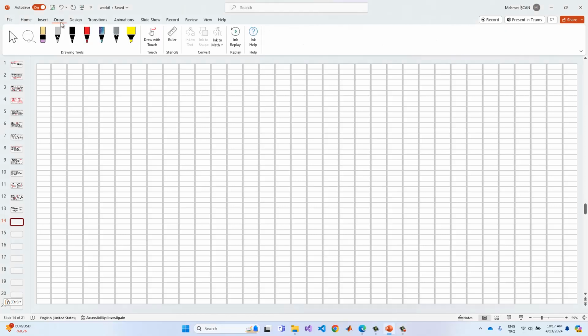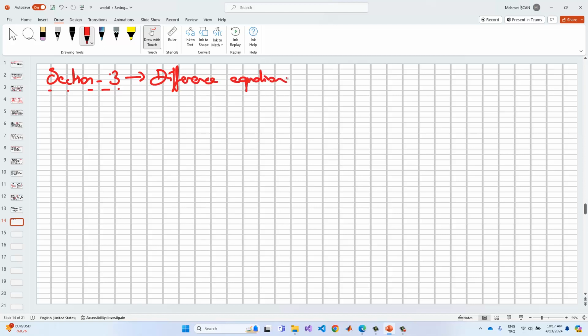In section 3, we need to talk about the difference equation of the Z transform. This is important because everything related to discrete time systems is built based on difference equations.